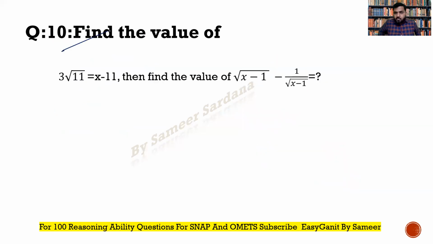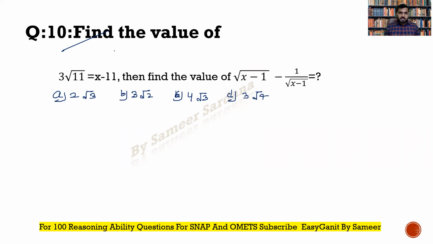Then we have question number 10, very important. Find the value of: 3 root 11 is equal to x minus 11. And we are supposed to find out the value of root of (x minus 1) minus 1 upon root of (x minus 1), right? Let me give you the options in this case. Try to solve the question by yourself first. A is 2 root 3, B is 3 root 2, C is 4 root 3, right? And the D option is 3 root 4, right?